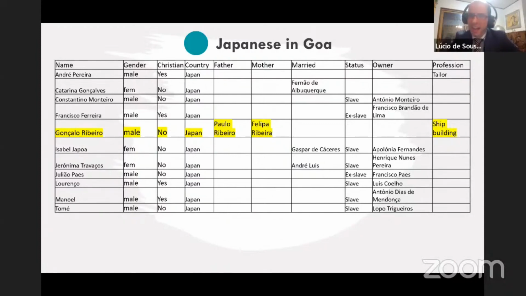Another thing that amazed me the first time I discovered it, I will call your attention to this yellow one, Gonçalo Ribeiro. He has a father and mother, Paulo Ribeiro and Felipe Ribeira. So he's from Japan. I found this very strange. So I assumed that he was a second generation Japanese living in the city of Goa. This was my first guess.